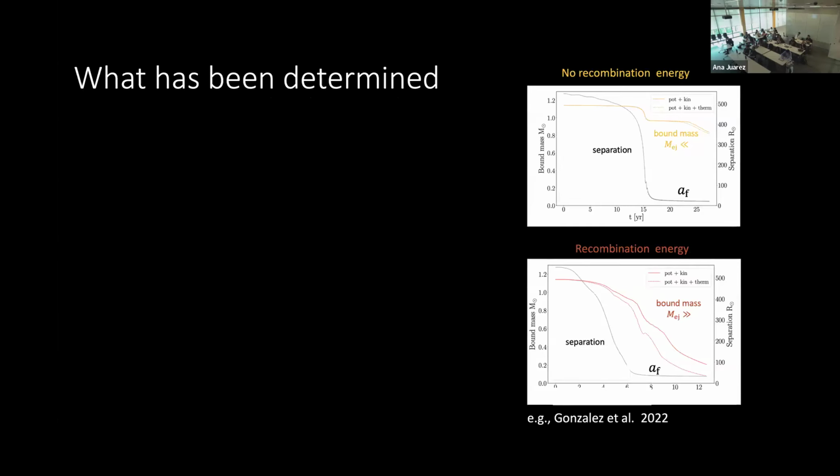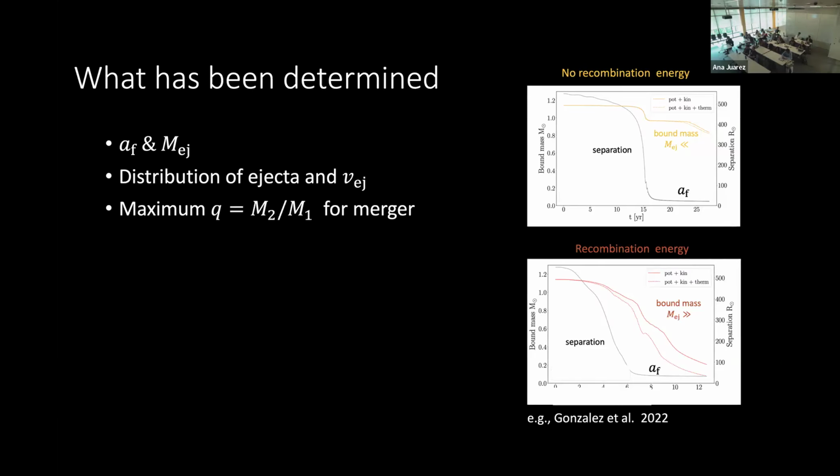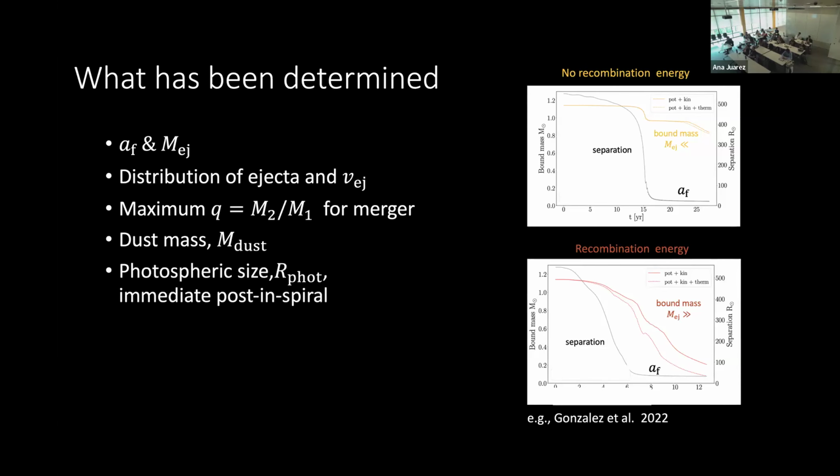So what we have been able to determine, despite all the shortcomings and difficulties, is we've started to understand what the final separation after the common envelope inspiral is, including what type of objects lead to mergers and which type of objects emerge as binaries. And this is really important, for reasons I'll explain shortly, to try and feed information into population synthesis. We understand the ejecta masses. We're starting to understand the dust that is produced in common envelopes, which is what we have done in the last couple of years.